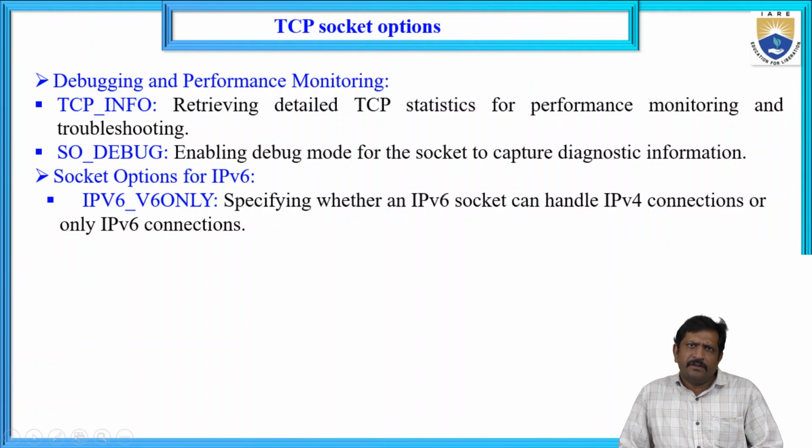Here are the socket options for IPv6. That means the socket options for Internet Protocol version 6, which specify whether an IPv6 socket can handle IPv4 connections or only IPv6 connections. So now with the help of this option we can specify whether it is IPv6 or IPv4.